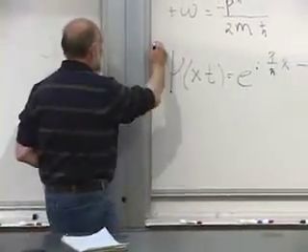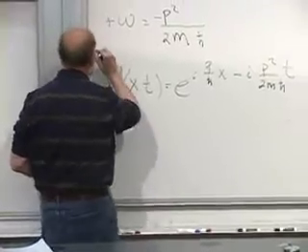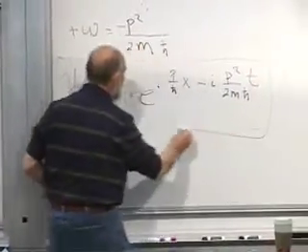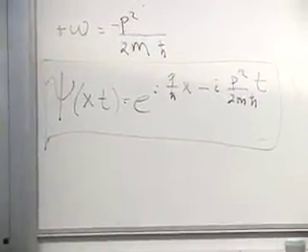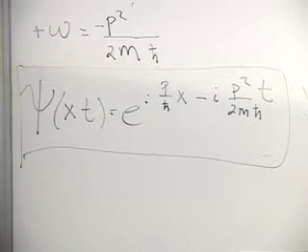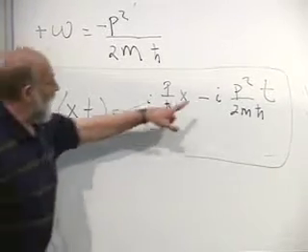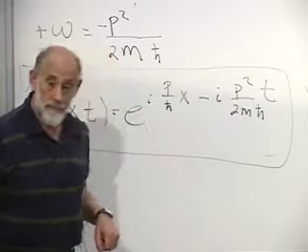All right, so this is the simplest solution of the Schrödinger equation for a free particle. It corresponds to a particle of momentum p and energy p squared over 2m.